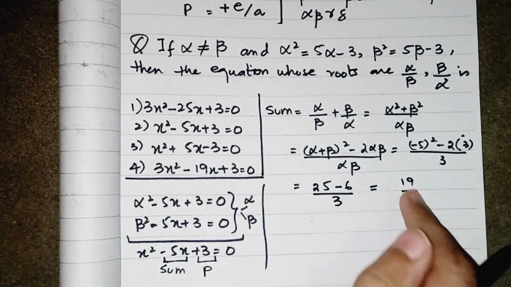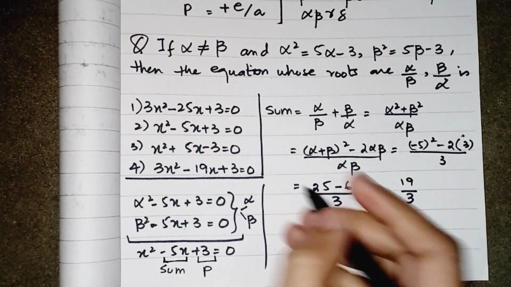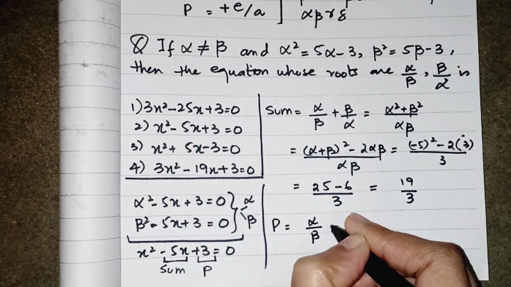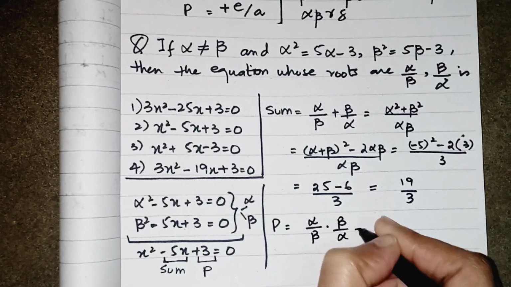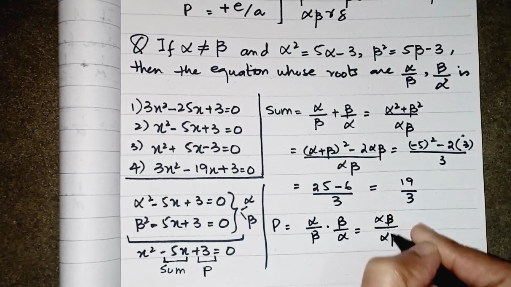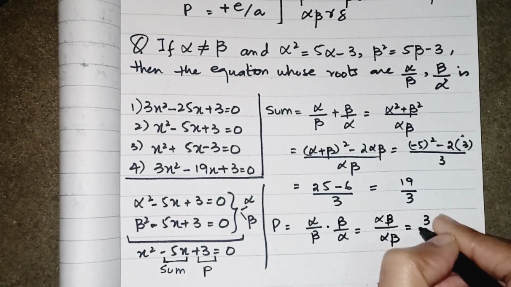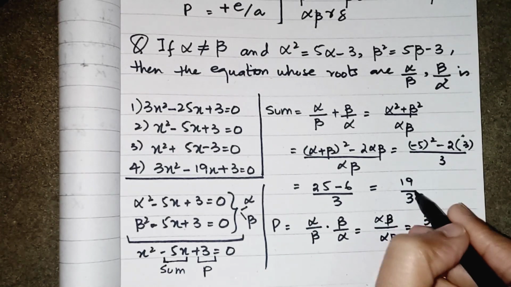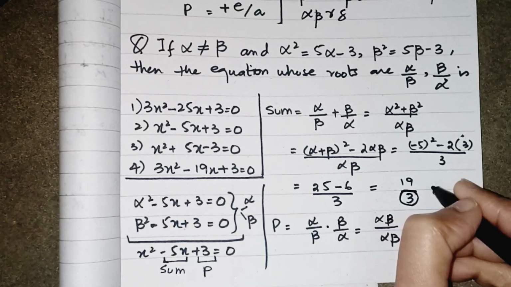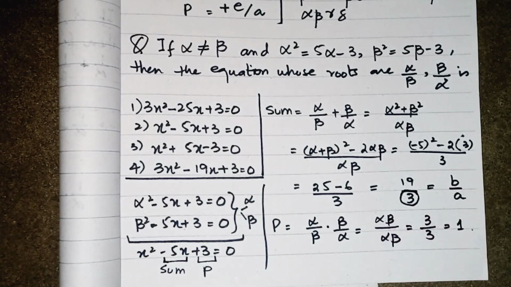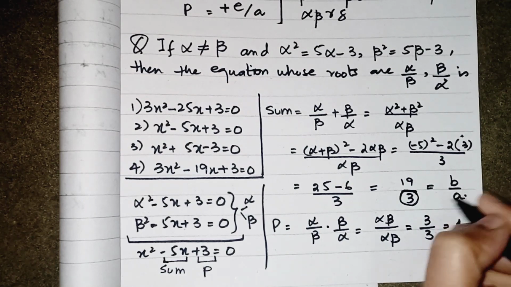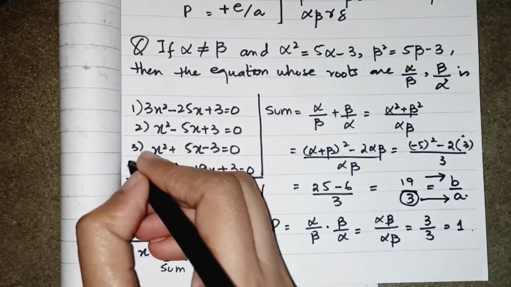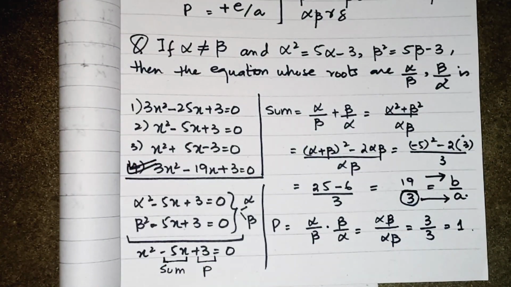So what we have? We have sum as 19 upon 3. Now for product, what we have to do? Alpha upon beta multiplied by beta upon alpha. Alpha beta is equal to 3 upon 3 equals 1. So what we can get? We can see that in the denominator we have 3, and what it shows, b upon a. So one thing I know, that my a should be 3 and b should be 19, which is over here. So option 4 will be our correct answer.